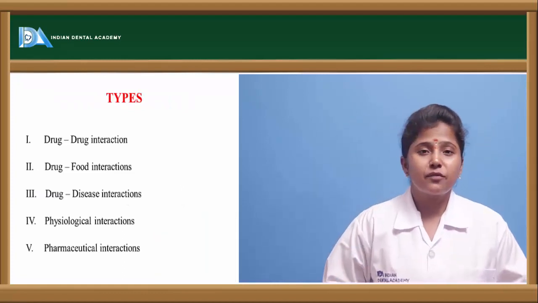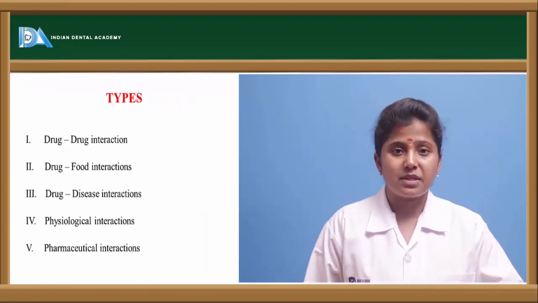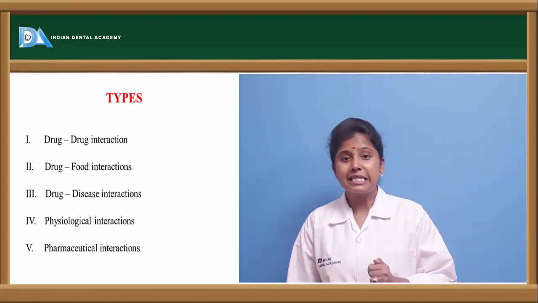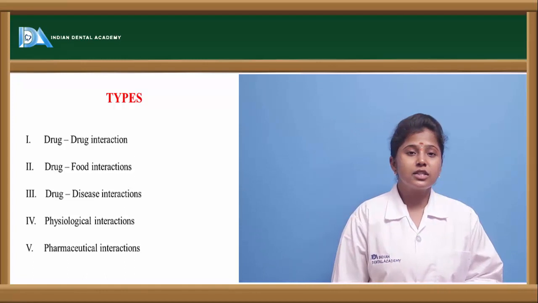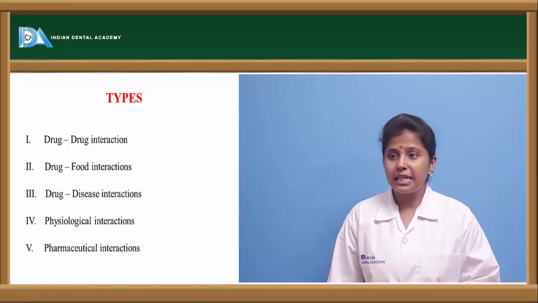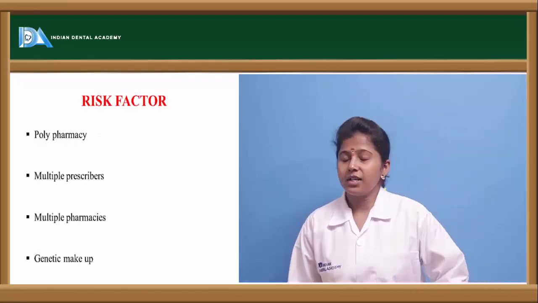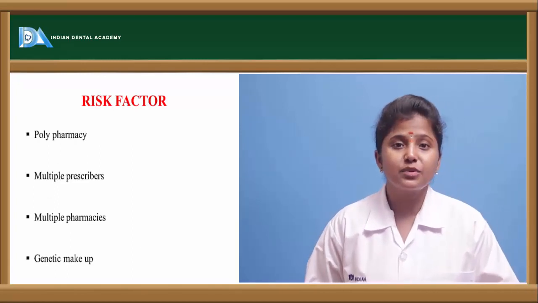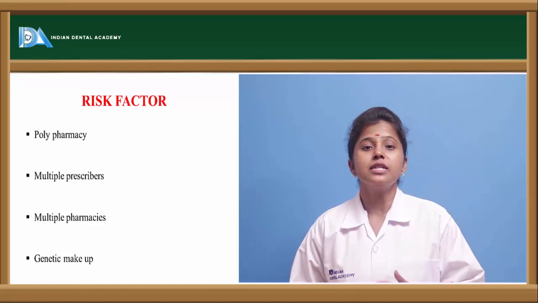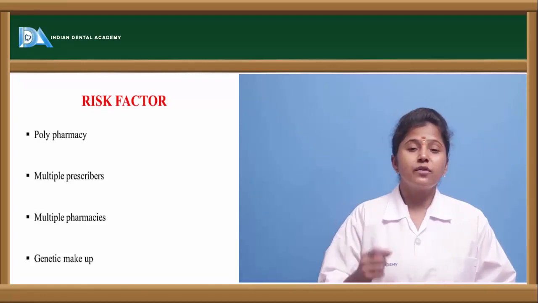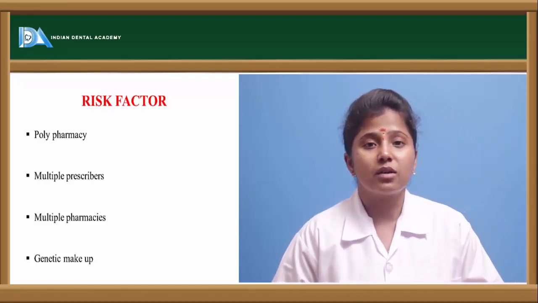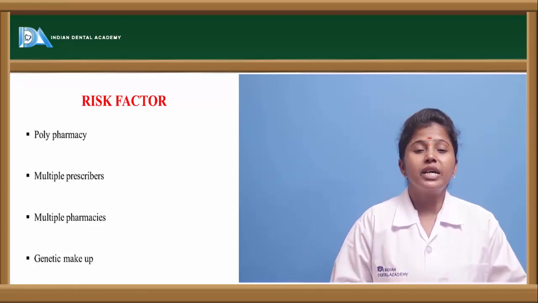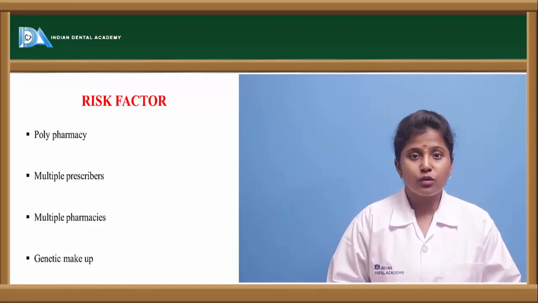If I see the types of drug interactions, there are various types like drug-drug interaction, drug-food interaction, drug-disease interaction, physiological interactions and pharmaceutical interactions. So what are the risk factors which are aiding in drug interaction? The first thing is polypharmacy. If we are giving more than one drug, or if 2 or 3 drugs are administered at a time without any gap, then that leads to drug interaction.